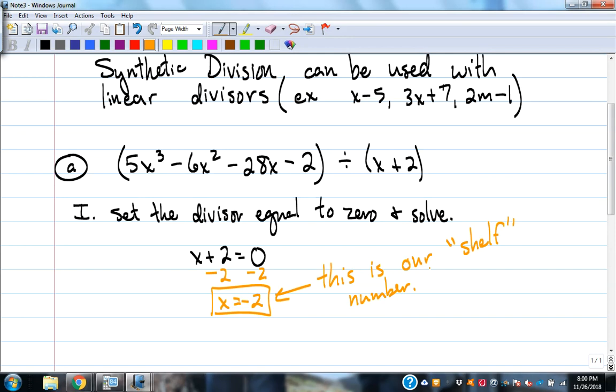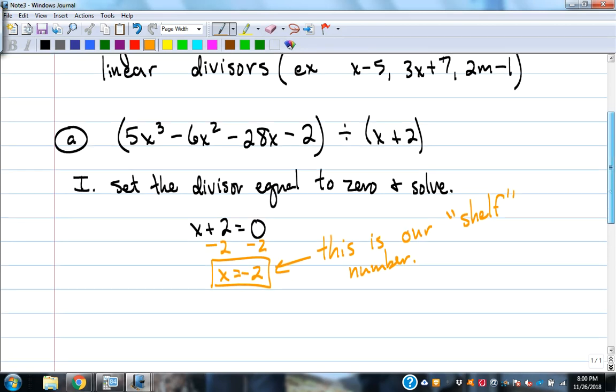And I'll call this our shelf number. When we set this up, it'll make sense. Okay. So first thing you're going to do, set the divisor equal to 0 and solve it. That'll get you your shelf number, whether you show that step or not, or you can do a lot of that in your head. It's just the opposite. It's x plus 2, so it's going to be negative 2. If it's x minus 2, it's going to be positive 2. That idea. Okay, all these are going to be that easy.